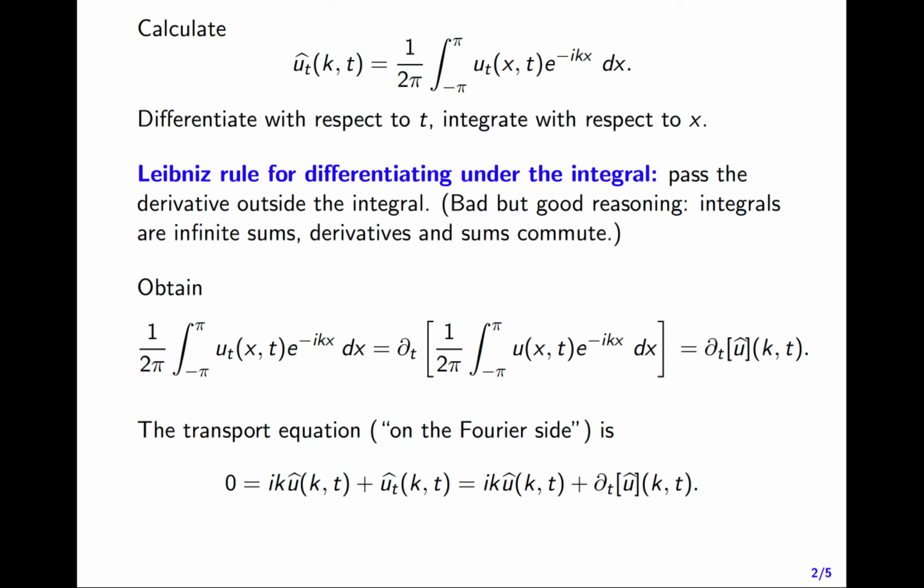Now there are a lot of letters here, but this is in fact a first-order linear ODE. And why is that? k is now a parameter. i, square root of minus 1, is just a constant. And the function here, u hat, depends on the parameter k and the moving variable t. So this is a t derivative on u hat plus a scalar multiple of u hat. We solved these back in our first week together.